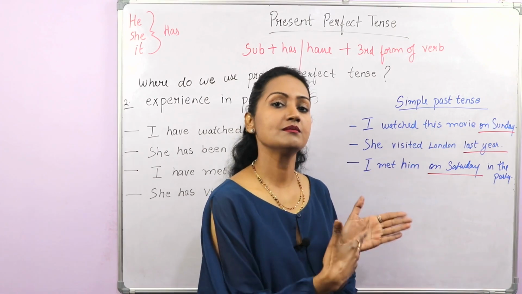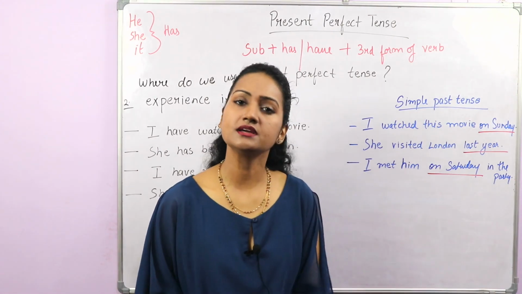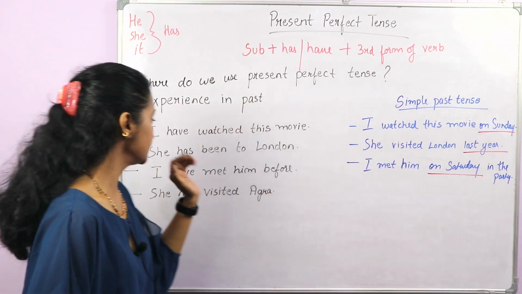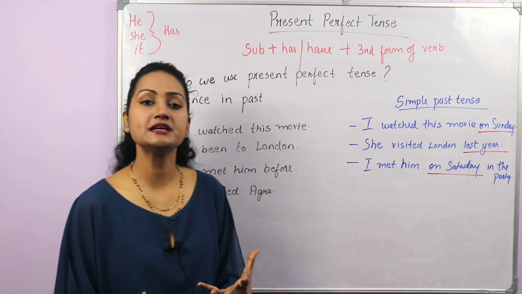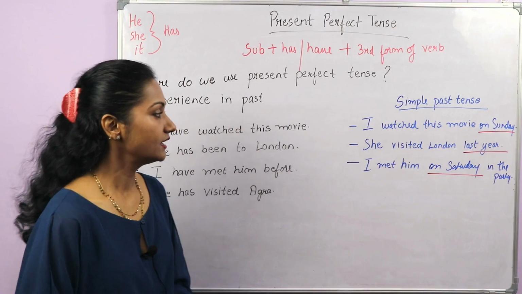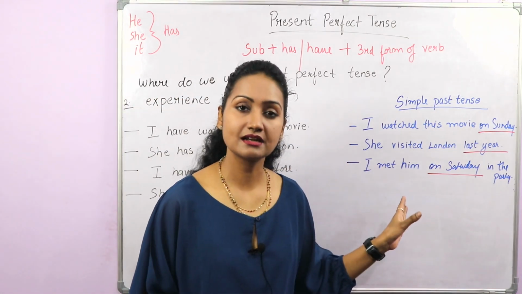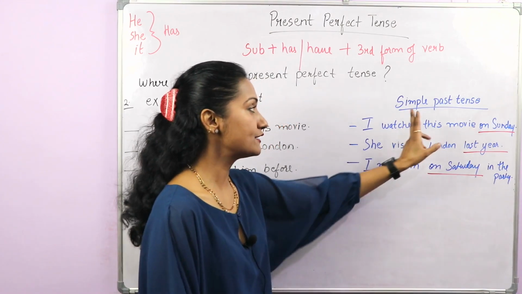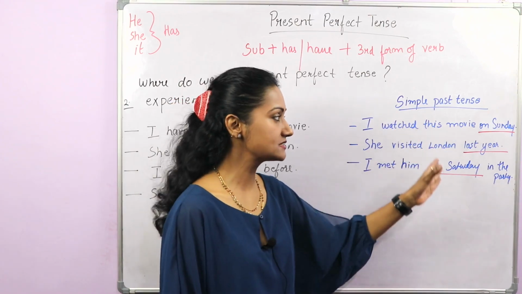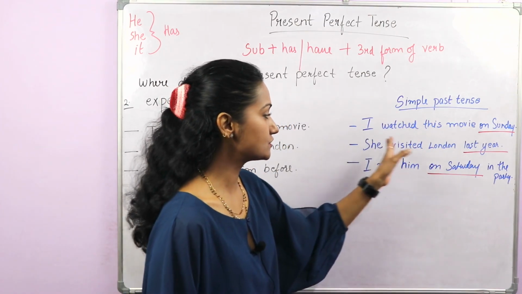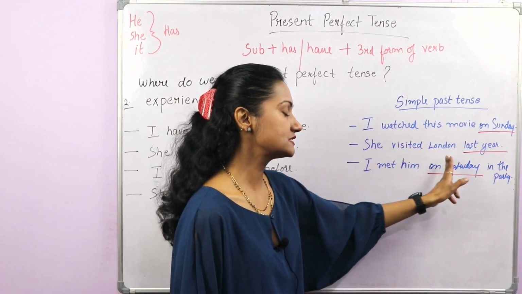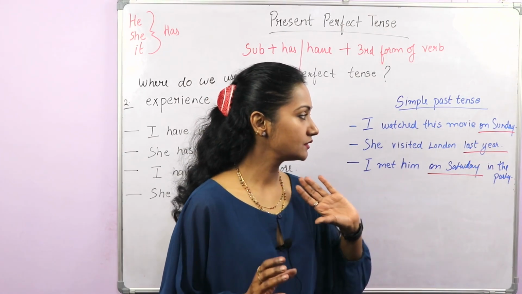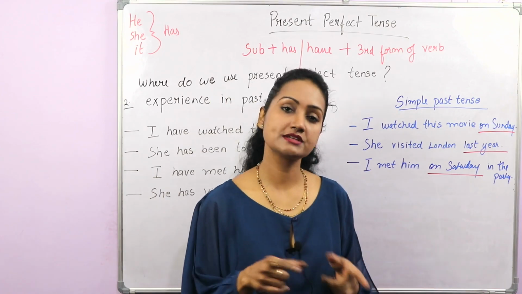So here time matters. Okay, did you watch this movie? Yeah, I watched it on Sunday. All right. She visited London last year. So here she has been to London. Have you ever been to London? Yes, I have been to London. Okay, now when did you visit London? She visited London last year. So here the time is important. That's why I framed it in simple past tense. You cannot frame these kinds of sentences in present perfect. You cannot construct it like she has visited London last year. That is grammatically incorrect. When you have the time, construct it in simple past tense, otherwise present perfect.